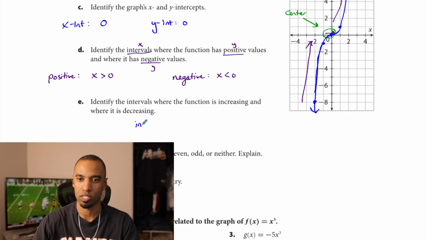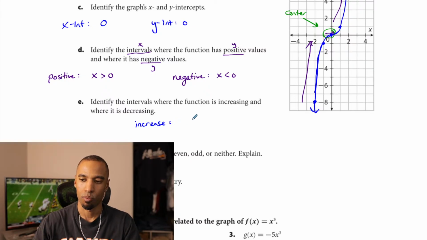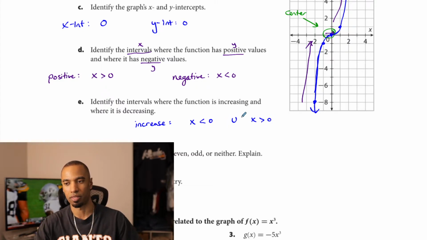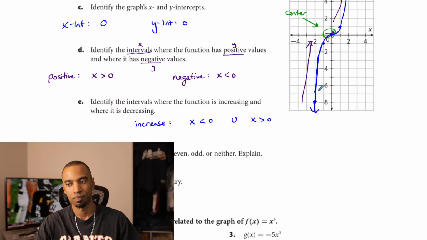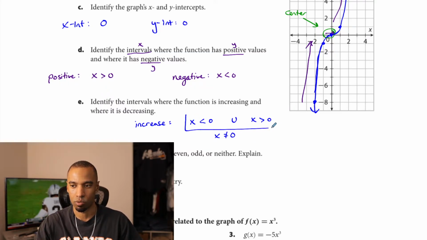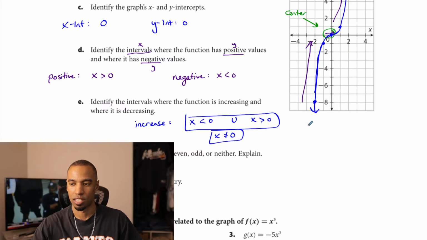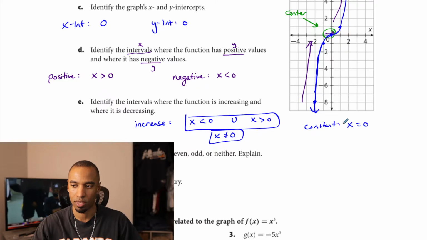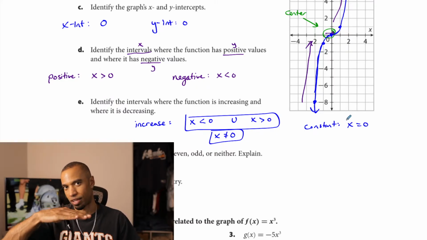So it's increasing everywhere from when x is less than 0, unionized when x is greater than 0. There are a lot of different ways we can put that. The union means this or this. Or when x does not equal 0. We can just say that, when x does not equal 0. It's constant when x equals 0. It's neither increasing nor decreasing at that point there. Flat line, constant.